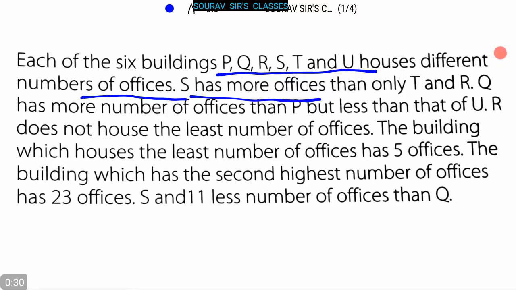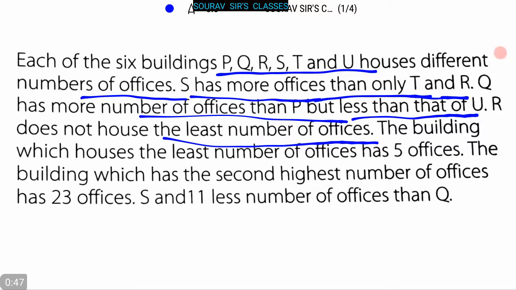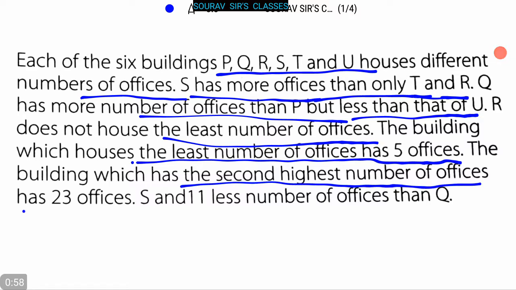P has more offices than only T and R. So P has more offices than only T and R, and Q has more offices than P, but less than U. Now R does not house the least number of offices. The building which houses the least number of offices has 5 offices, and the building which has the second highest number of offices has 23 offices. Now P has 11 fewer offices than Q.